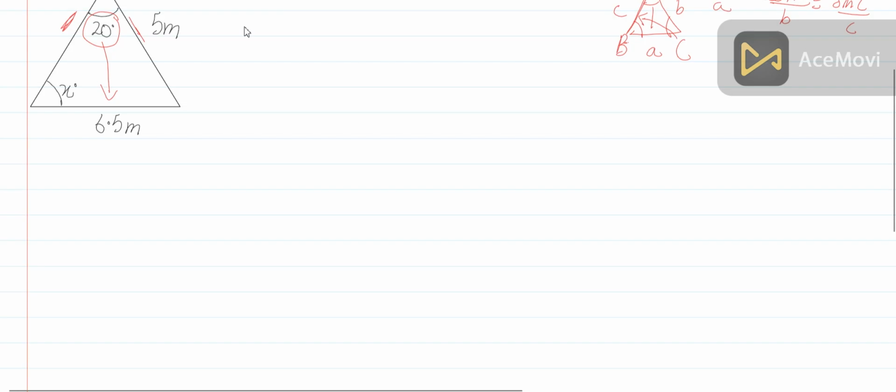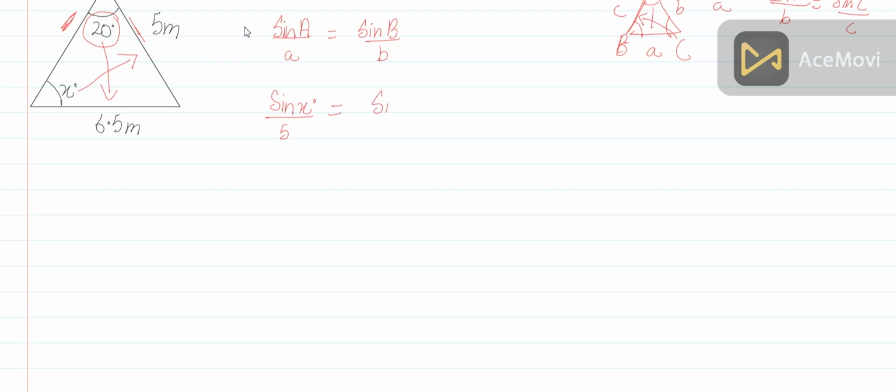First let me write the formula: sine A upon small a is equal to sine B upon small b. So here this x is the angle, and the opposite of x is 5. So sine x, you have to find out what sine x degree is, and the opposite of sine x is 5, is equal to sine 20, which is given to you. So sine 20 degree and their opposite side is 5. So you have to write 5 here.